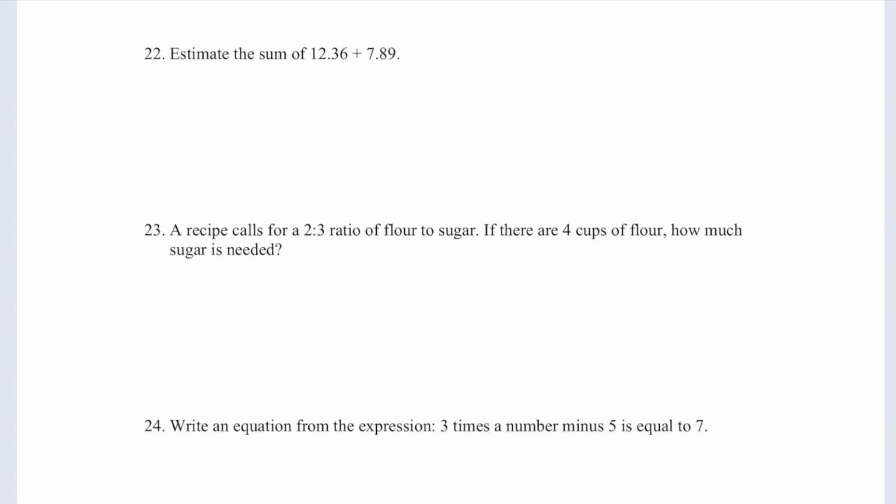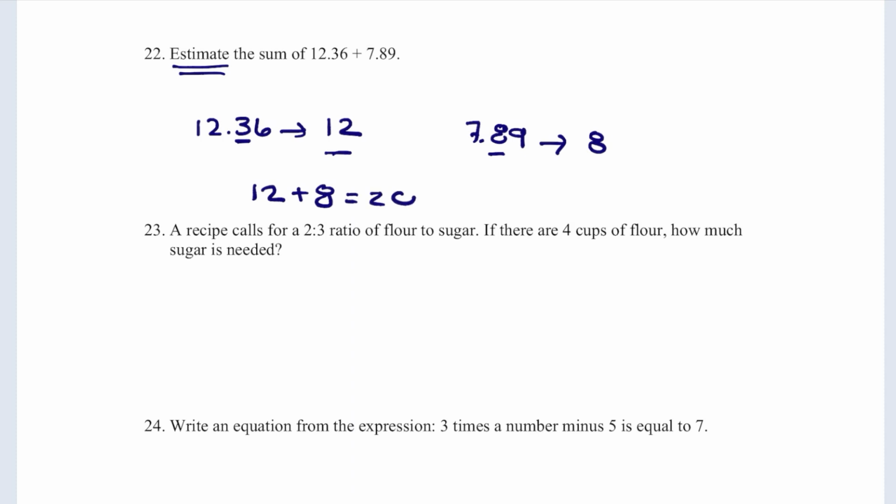Estimate the sum of 12.36 plus 7.89. So the key word here is estimate. So 12.36, estimating that, would change to 12. And that's because after the decimal place, we have 3. And we just talked about if it's 5 or greater, we round up, and if it's 4 or lower, we round down. So we're rounding down to 12. Then we have 7.89. So again, after the decimal point, our place is 8, so we're rounding up. And that's going to round up to 8. So 12 plus 8 equals 20. And that is our answer, 20.